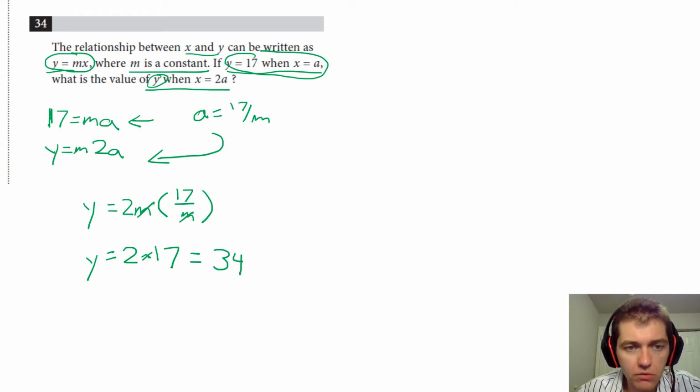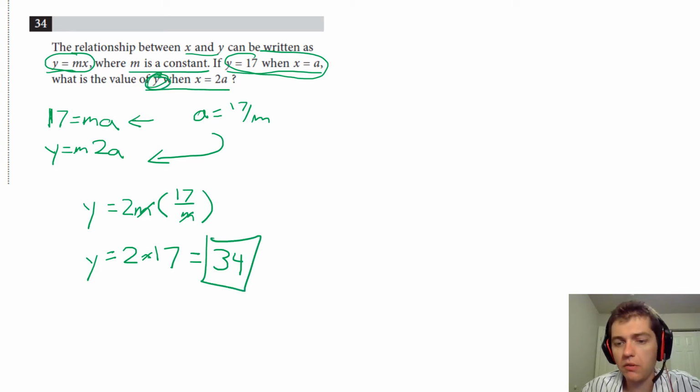And that's what they're answering for in the problem, just the value of y. So you can go ahead and bubble in 34.